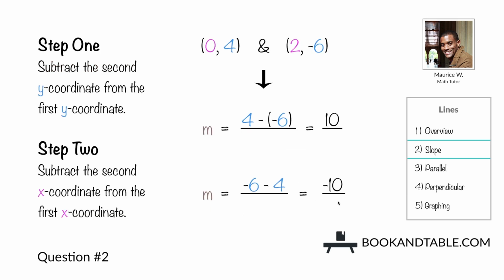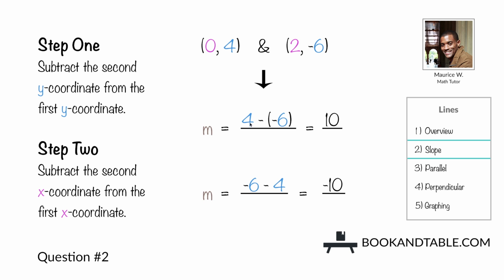Let's take a look at question number 2. We were given the points 0, 4, and 2, negative 6. So we were going to use the 2 points to calculate the slope of the line. So step 1, subtract the second y-coordinate from the first y-coordinate. In this top example, we'll do this point minus this point. In the bottom example, it's if you did this point minus this point.